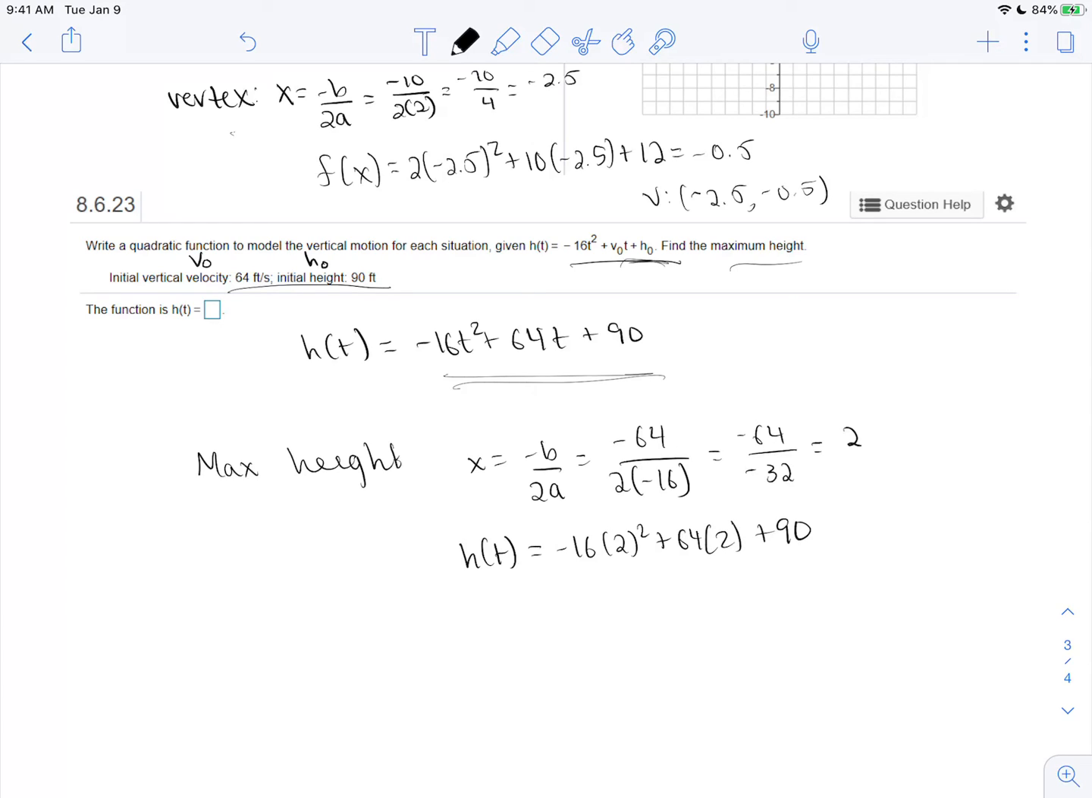Okay, and again, I have to plug that in my calculator. So negative 16 times 2 squared plus 64 times 2 plus 90. And I get 170. So the max height is 170 feet, right? If it asks when does it hit that max height, it hits the max height at 2 seconds.